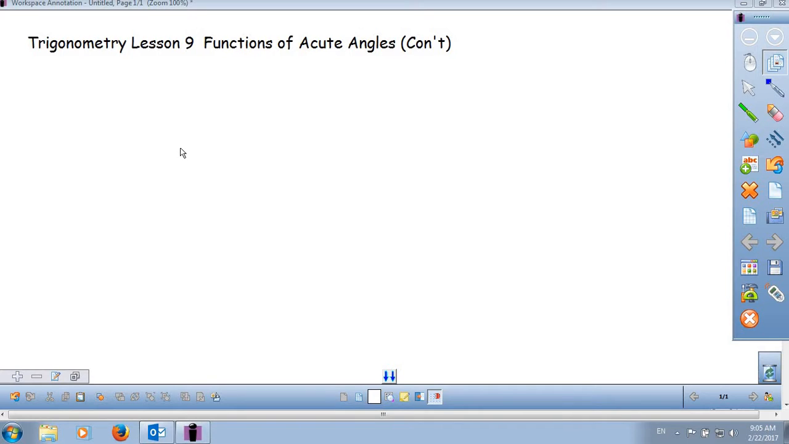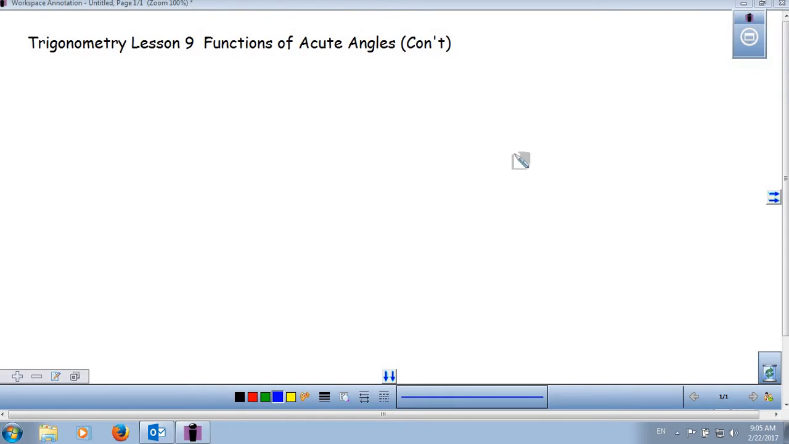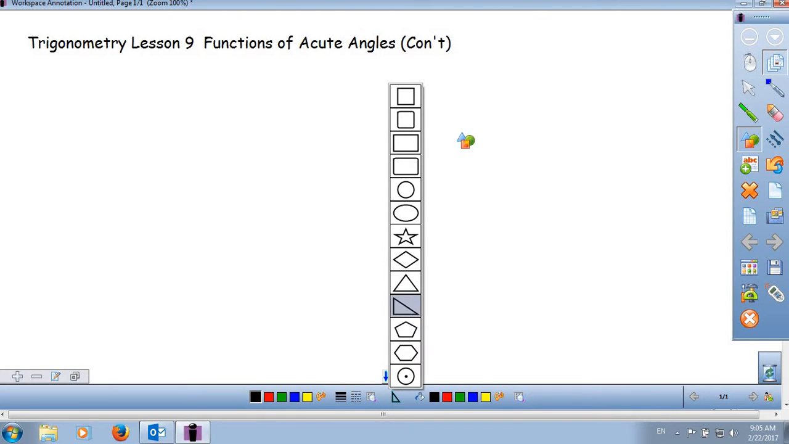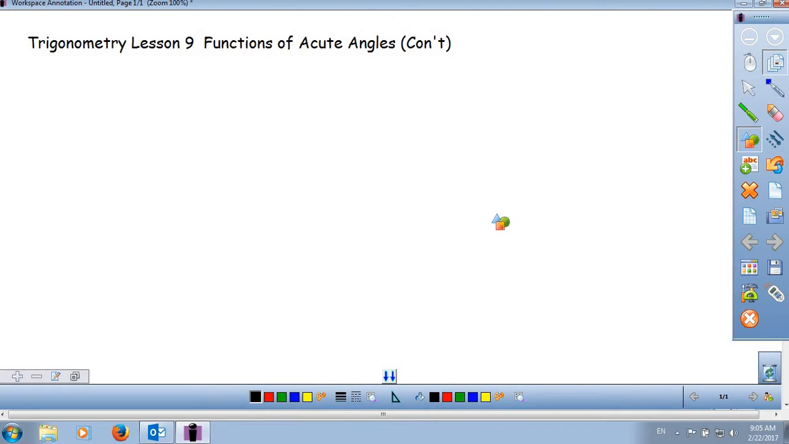Today is our lesson number 9 for trigonometry. We are continuing to talk about the functions of acute angles. Last lesson we discussed the definitions of sine, cosine, and tangent, and secant, cosecant, cotangent. Let's go ahead and do another quick review.